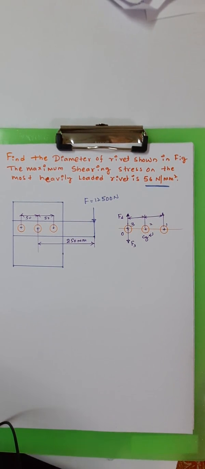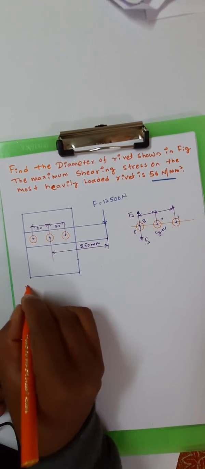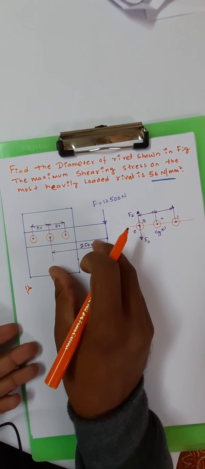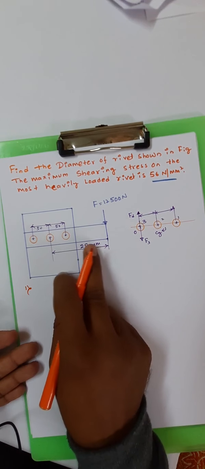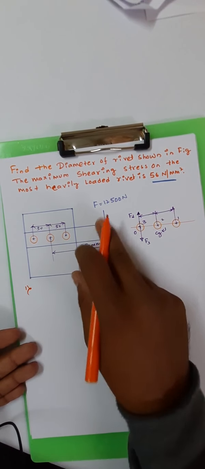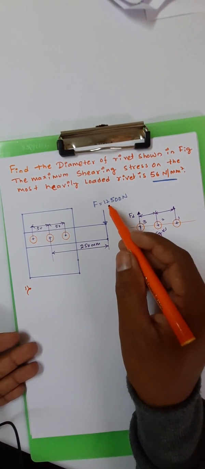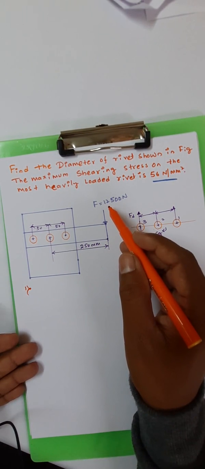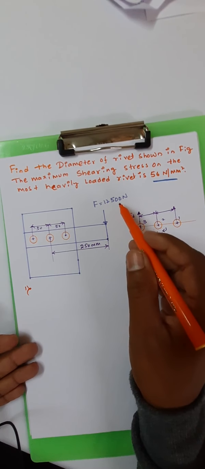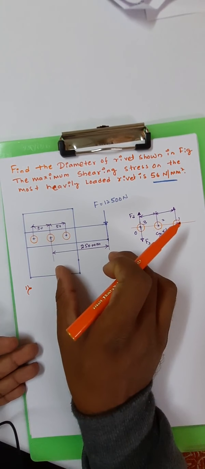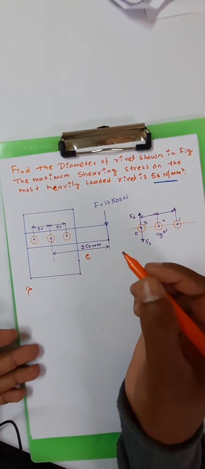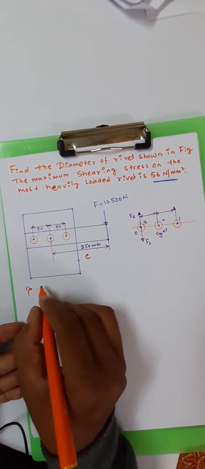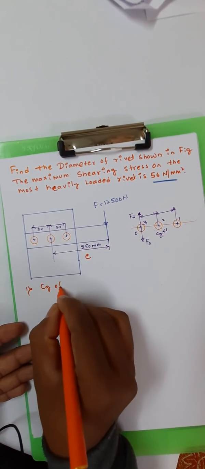Okay, first let us find out the CG of the rivet. That is the first and foremost important step. This is the figure which is subjected to this problem. The load acting on this particular joint is 12,500 Newton. At what distance? 250 mm. This we will call E. So 250 mm.